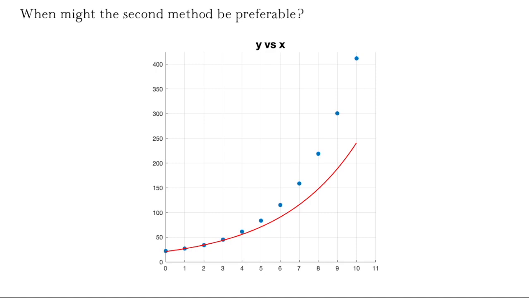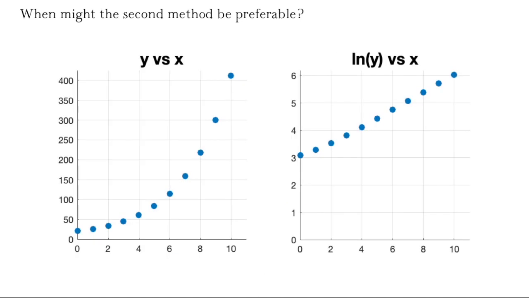So instead of plotting y versus x, let's plot natural log of y versus x. So what you're looking at here on the left is our original collection of data, what we were trying to fit an exponential curve to. And on the right, the x values are the same, but I've taken the natural log of the y-axis. So if this is roughly exponential, when you take the natural log of the outputs, you get roughly a line.